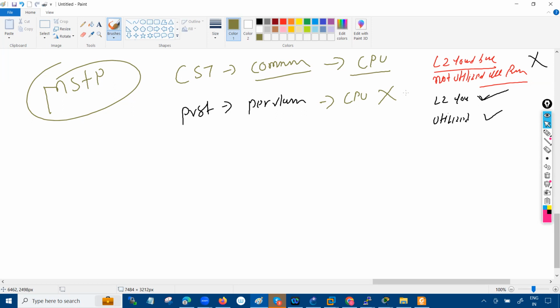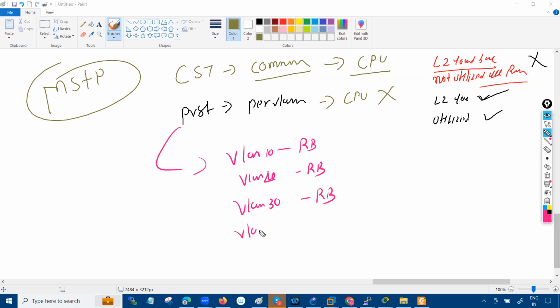So for VLAN number 10 we have an algorithm, VLAN number 20 we have an algorithm, VLAN number 30 we have an algorithm, VLAN number 40 we have an algorithm. So can you imagine that in PBST, for VLAN number 10 we have one root bridge, for VLAN number 20 we have a root bridge, for VLAN number 30 a root bridge, and for VLAN number 40 a root bridge.